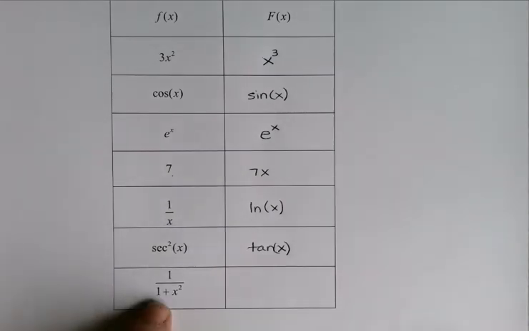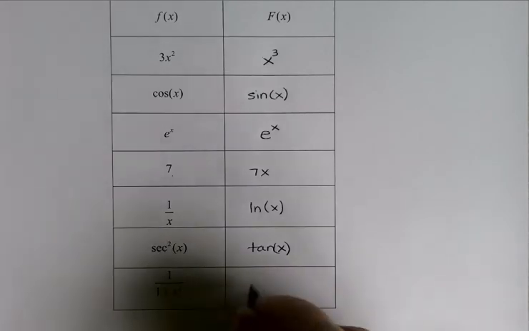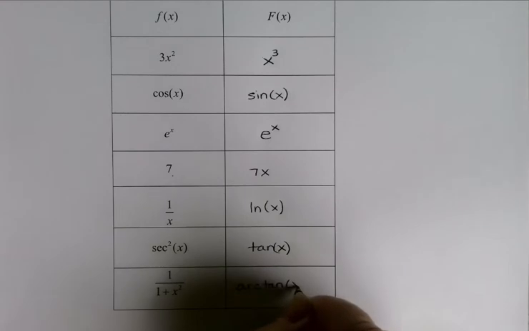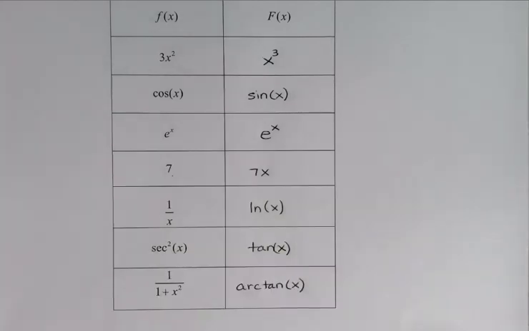And finally, what function had 1 over 1 plus x squared as its derivative? May have to think back a bit, or perhaps even use your little list there, but that is arctangent of x. Okay. So this is all just using the backwards derivatives, if you will. All right, while I have this table up here, let's look at the question right below it. It says, is the antiderivative of a given function unique?